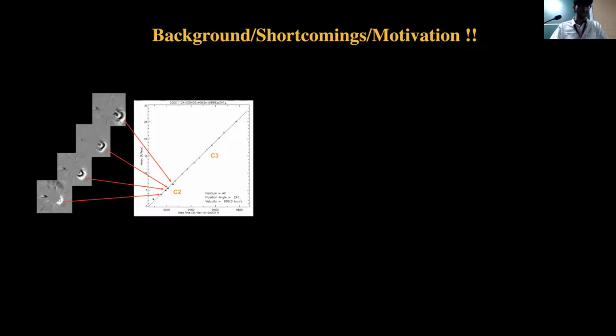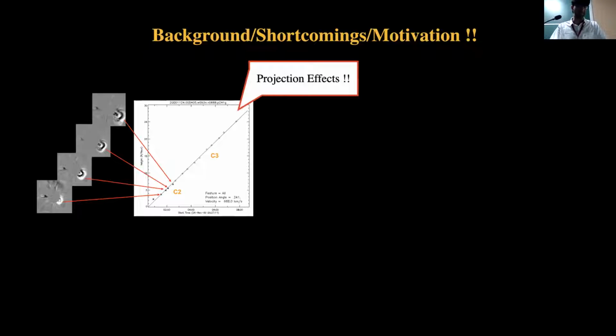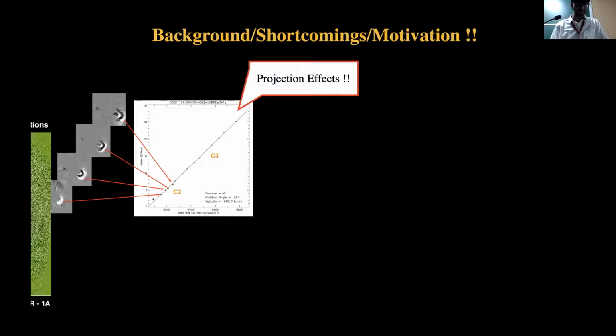You track the CME leading edge, and that gives you a height-time plot. Once you have that, you can again derive your velocity and acceleration numbers based on derivatives of the height-time data. But again, once you are restricting yourselves to measurements on the plane of the sky, you are actually creeping projection effects into your analysis.